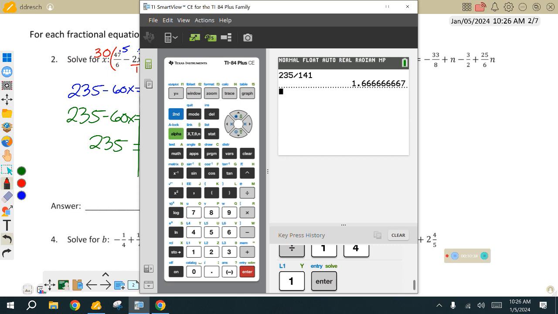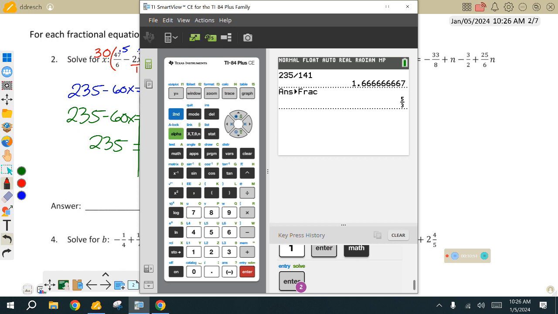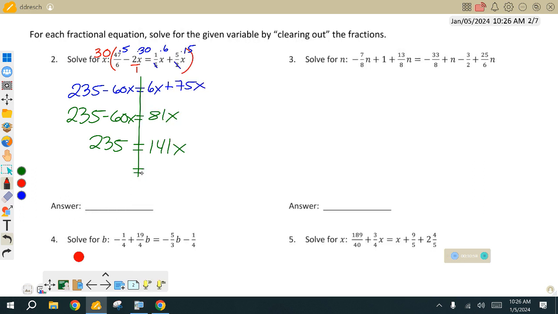Use your calculator, change it over. What is our button that we use? Just a reminder, math, option 1, right? Change it to fraction. We've done it a ton of times, just as a reminder. What's that reduce to? Just a simple 5/3, yeah. Just a simple 5/3. So x is 5/3. Okay?